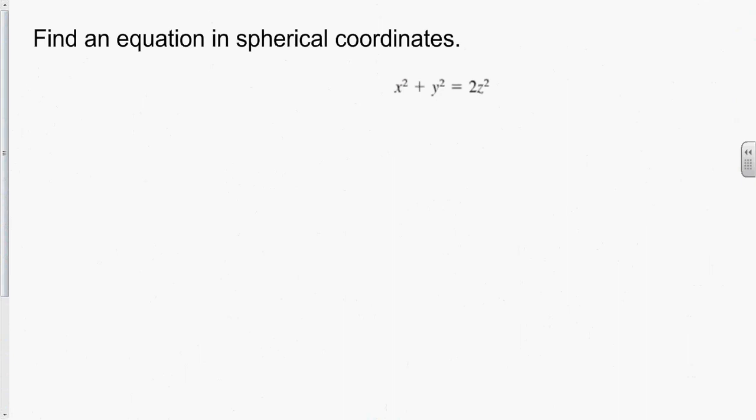So we'll convert the x squared plus y squared to r squared, right? So let me do that, and then I'll leave the rest to you. R squared is equal to 2z squared. So now you have to figure out how to get rid of r, how to get rid of z, and to have some combination of theta, phi, or rho.